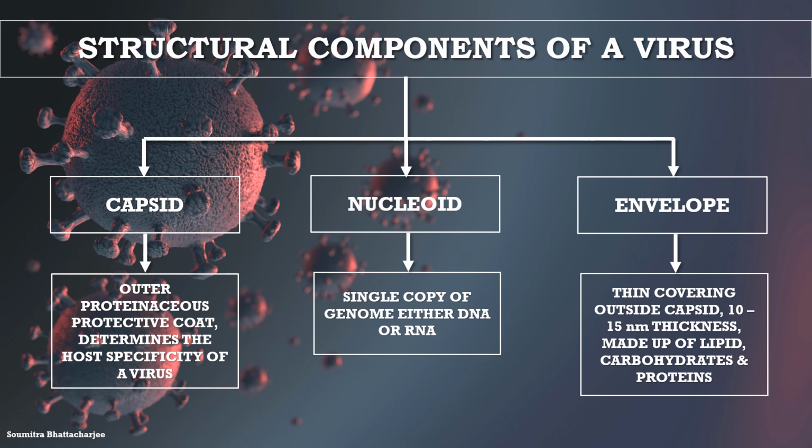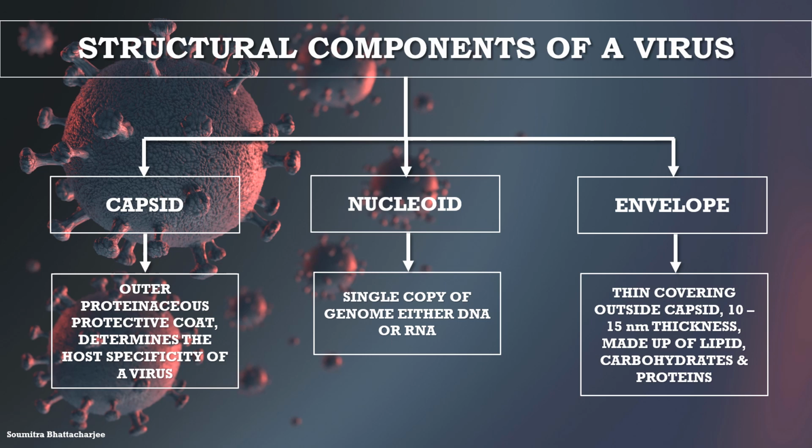The internally located genomic structure is referred to as the nucleoid, which is a single copy of the genome and can be either DNA or RNA. Thus, viruses are haploid except a few, like retroviruses, which are diploid as they contain two identical single strands of RNA genome.